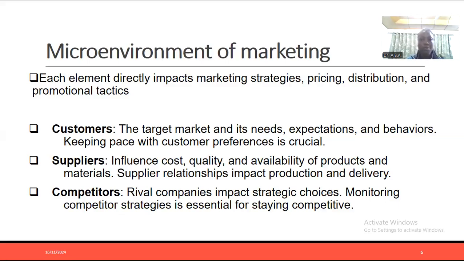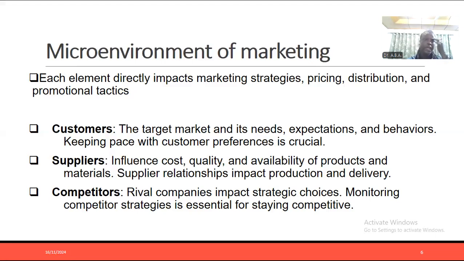They influence the quality of product you're likely to come up with because you want to be competitive on the market. And then they also influence the availability of products and materials. It's important to have a very good supplier relationship because that will have a direct effect on the production you come up with, the quality of products you come up with, and how you are able to deliver goods to your customer.